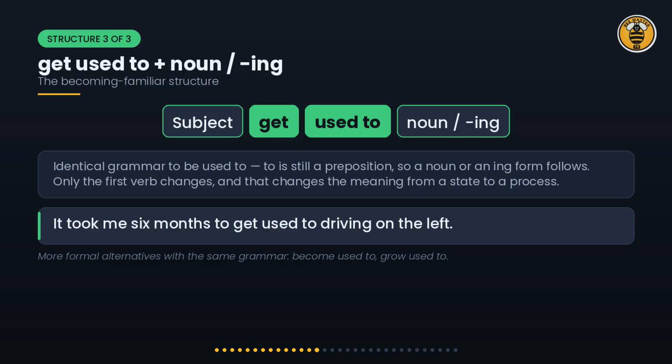It took me 6 months to get used to driving on the left. In more formal writing, you will also meet become used to and occasionally grow used to. Same grammar, same meaning.